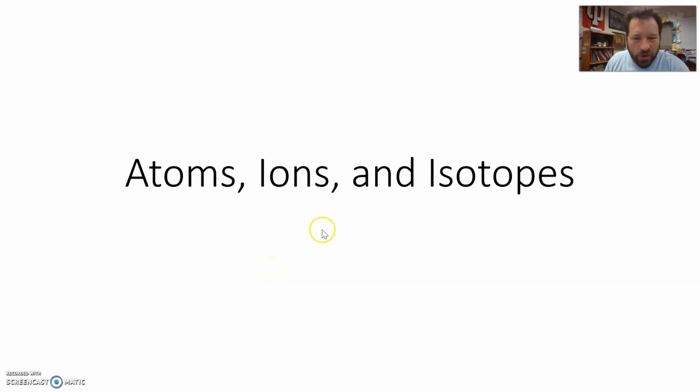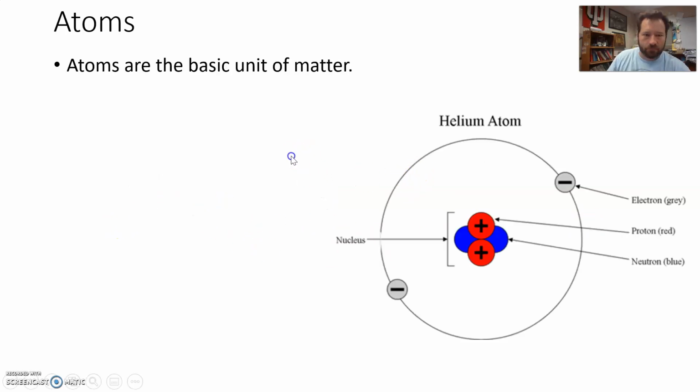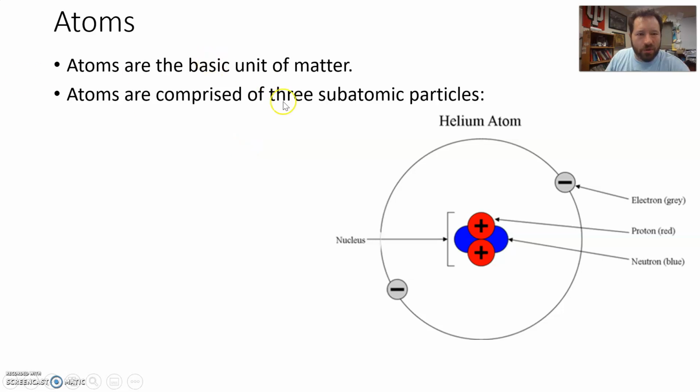We're starting a new unit here today, and the first lesson in this new unit covers atoms, ions, and isotopes. All right, so atoms are the basic unit of matter. Here we have one pictured. They have three subatomic particles, so three particles that make up the atom.